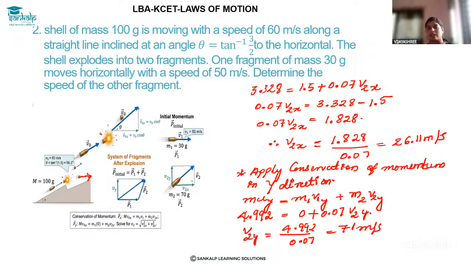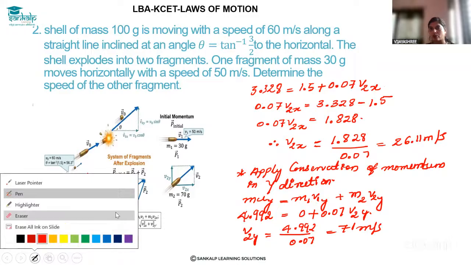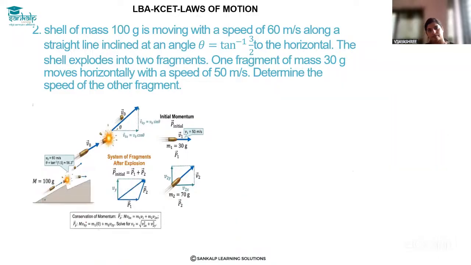So we have calculated the vertical component of the velocity of the second fragment in the y direction and the velocity of the second fragment in the x direction. Just take a screenshot or note it, I am going to erase this. So the vertical velocity of the second fragment, v2y, is equal to 71 meter per second.